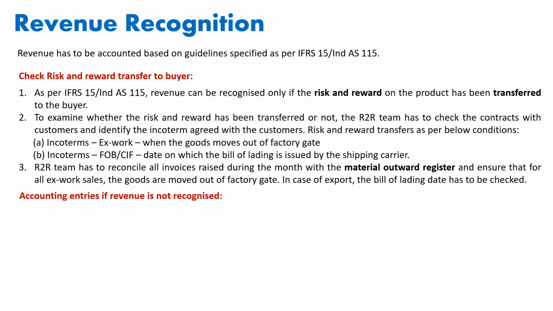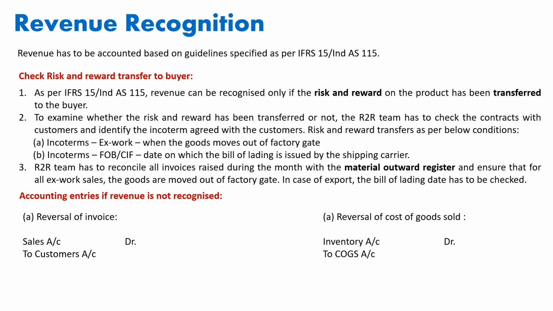Now, what accounting entries are you going to post if the revenue has to be reversed because the risk and reward has not been transferred? The first entry to be posted is sales debit to customer credit. So the entry posted during invoicing has to be reversed first. Then the related cost of goods sold also has to be reversed. That means you have to debit inventory and credit cost of goods sold.